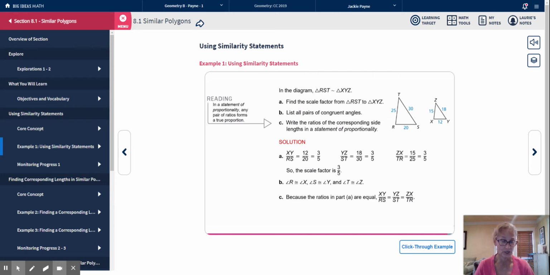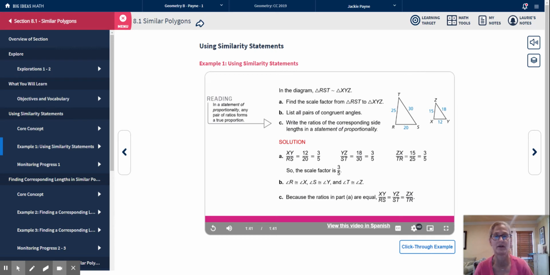So proportions was a very big part of your 7th grade math experience. And a proportion, remember, is a ratio equal to a ratio. So any of these will equal that. It says write the ratios. And a statement of proportionality, just remember, means a fraction equal to a fraction, a ratio equal to another ratio.